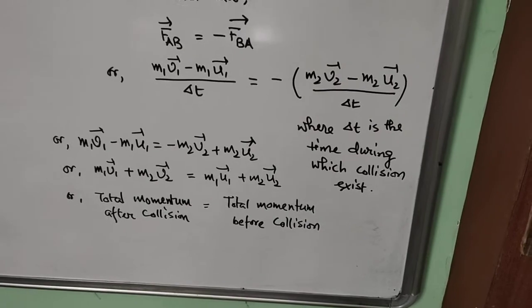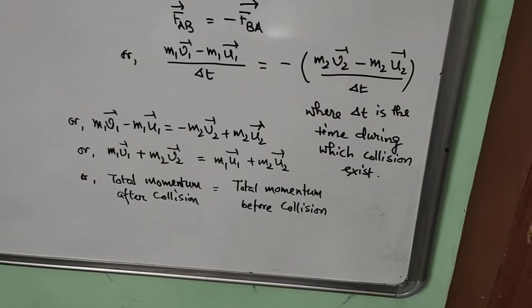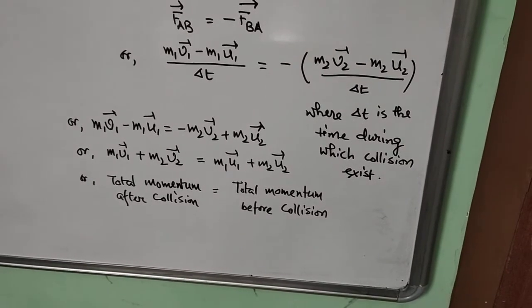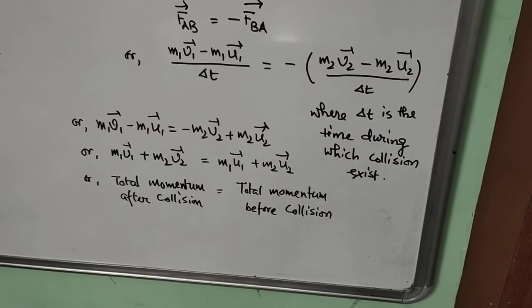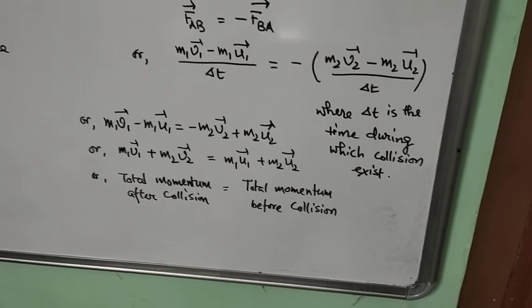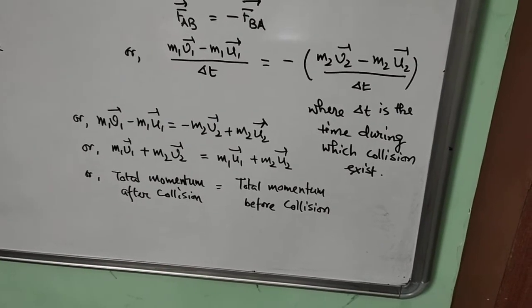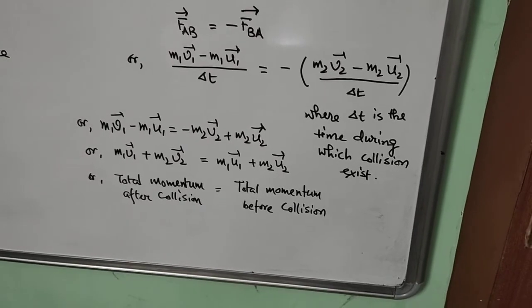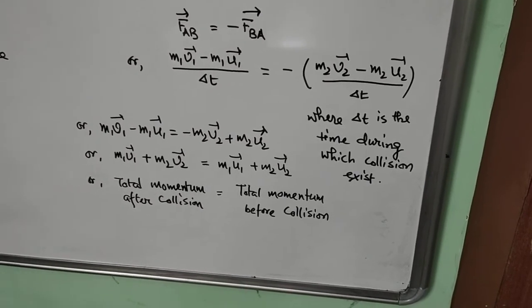So m1 v1 vector plus m2 v2 vector is the total momentum of the system after collision, and m1 u1 vector plus m2 u2 vector is the total momentum before collision. This is the law of conservation of momentum. It means the total momentum of the system remains constant before and after collision.